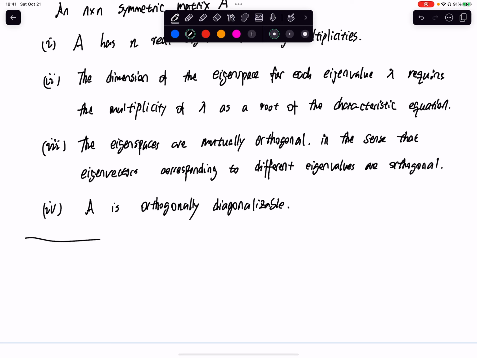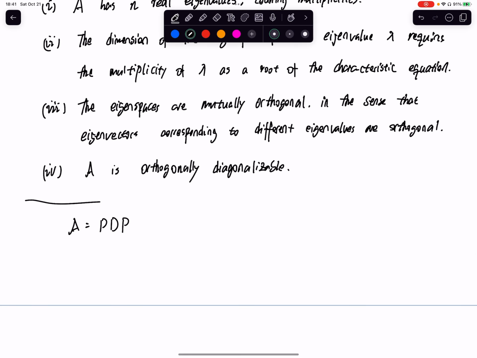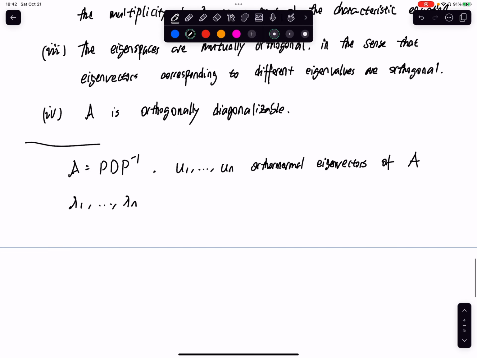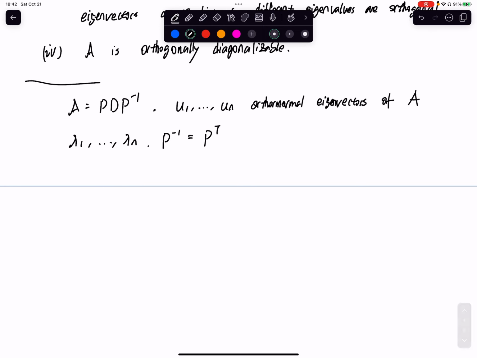Okay, so suppose that A is orthogonally diagonalizable, and the columns of P are the orthonormal eigenvectors u1 up to un of A, with the corresponding lambda 1 up to lambda n being the eigenvalues in the diagonal matrix D. Since P inverse equals P transpose, P is an orthogonal matrix.